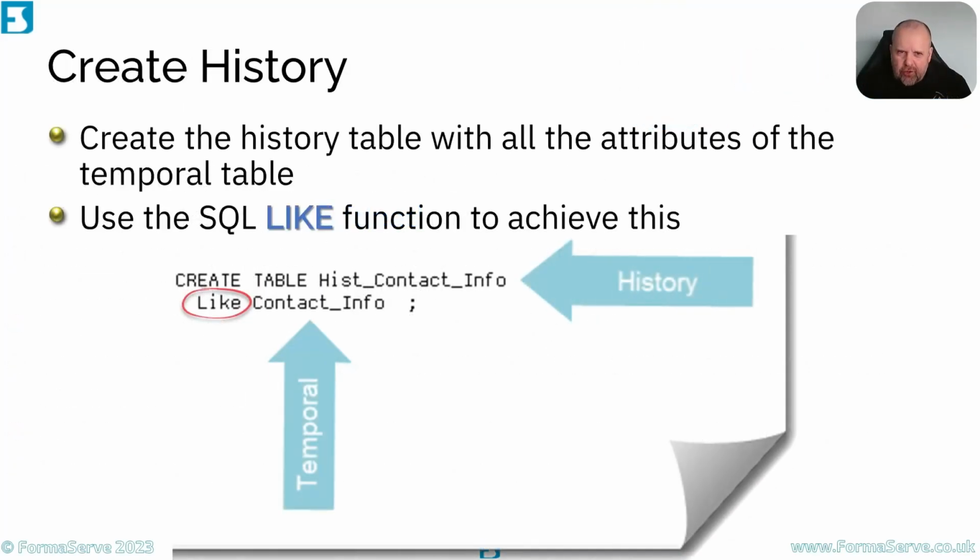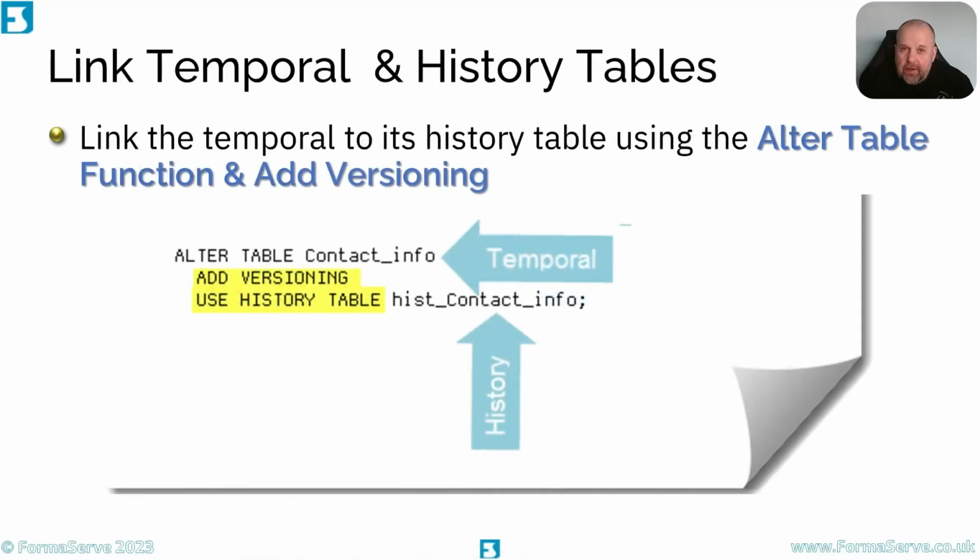Moving on to our history table. We create the history table with all the attributes of the temporal table. This is made easy by using the SQL LIKE function. We can see an example here. Create table, the history file, and it's like contact info. So a quick statement like that is going to create the history table with all the attributes of the temporal table. Nice and easy. Nearly there.